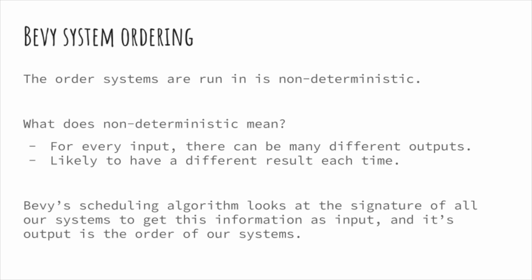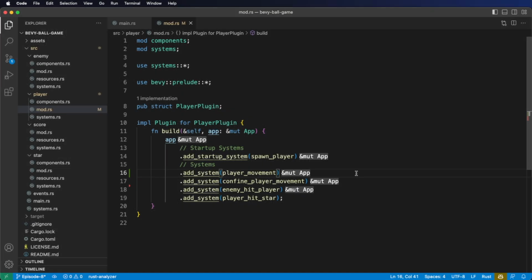This is a case where we need to explicitly tell the Bevy scheduling algorithm we want to run the confined player movement system after our player movement system to ensure we get the behavior we want. To do this, we use explicit system ordering. Let's hop back to our code now and see how we can use explicit system ordering to solve the bounce back effect problem. The solution is quite simple.